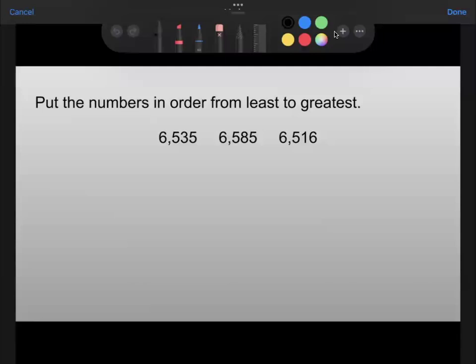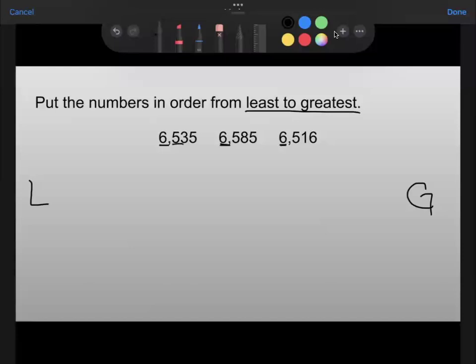Okay, so let's do some more practice. The three numbers we have are 6,535, 6,585, and 6,516, and we want to put those in order from least to greatest. So I'm going to start by putting an L over here and a G over here so that I know that that's the direction I'm going. Least on the left, greatest on the right. So let's compare the largest place value they all have, which is the thousands place. There's a 6 here, a 6 here, and a 6 here. So that's all the same.